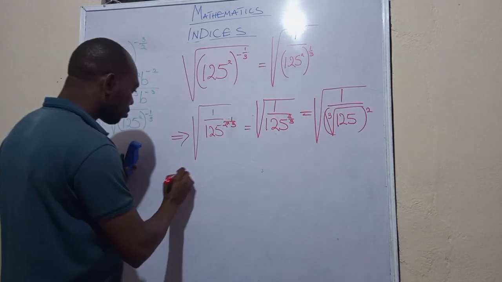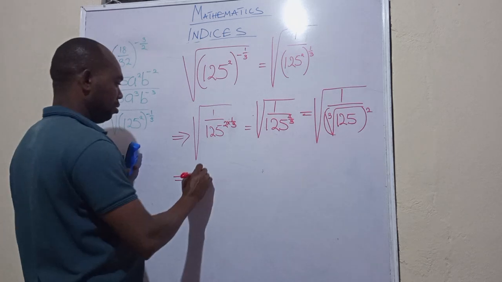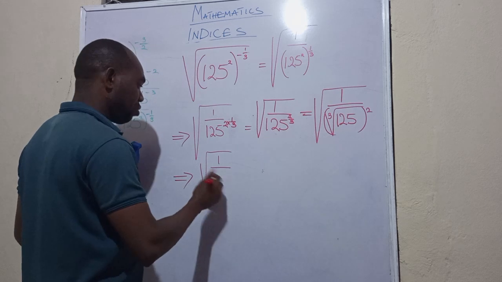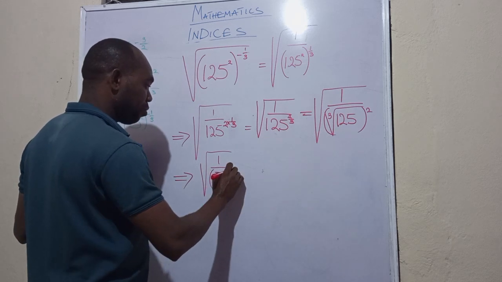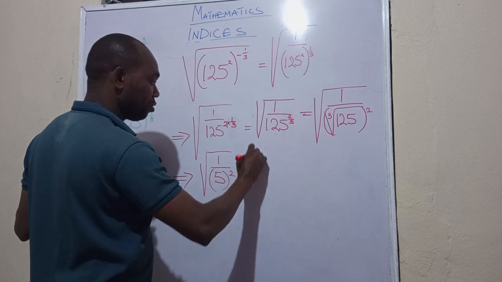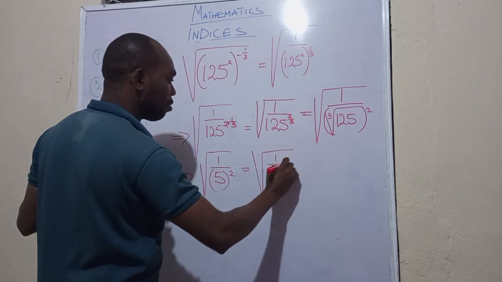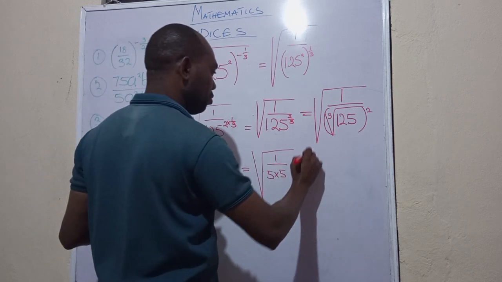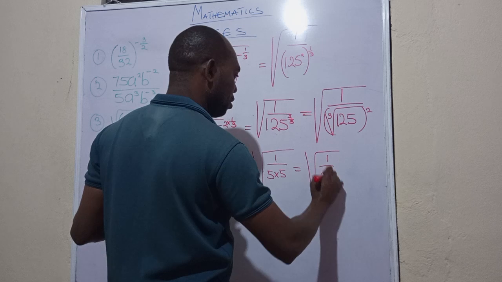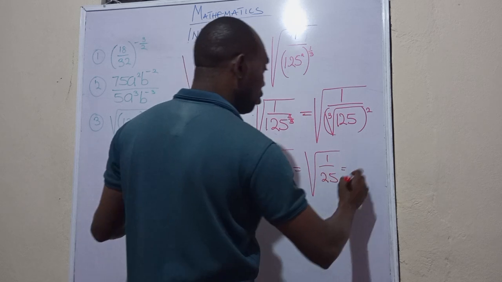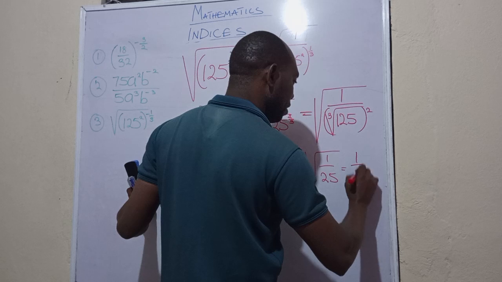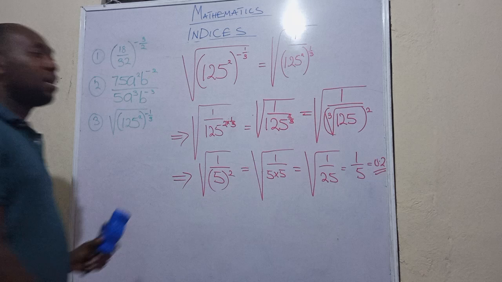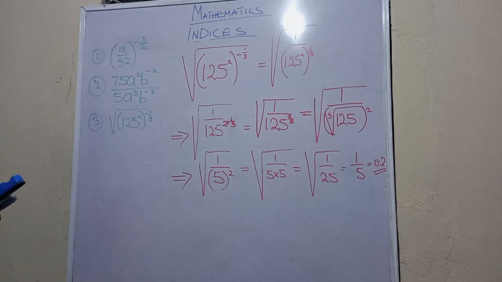So that leads us to 1 all over. The cube root of 125 is 5, raised to the power of 2. And that will give us the square root of 1 all over 5 times 5, and that will lead us to the square root of 1 all over 25. And the square root of 1 over 25 will be 1 over 5. And the answer will be what? 0.2. That's how we get the answer to the expression.